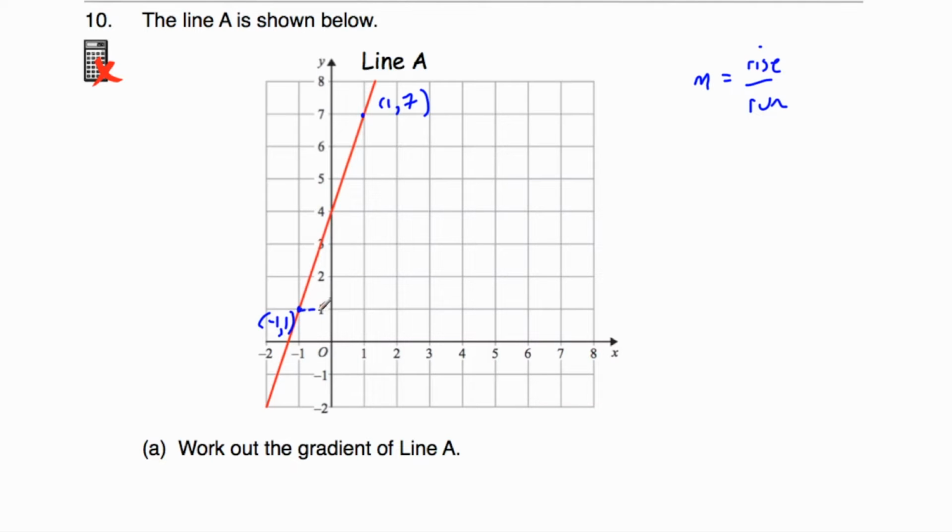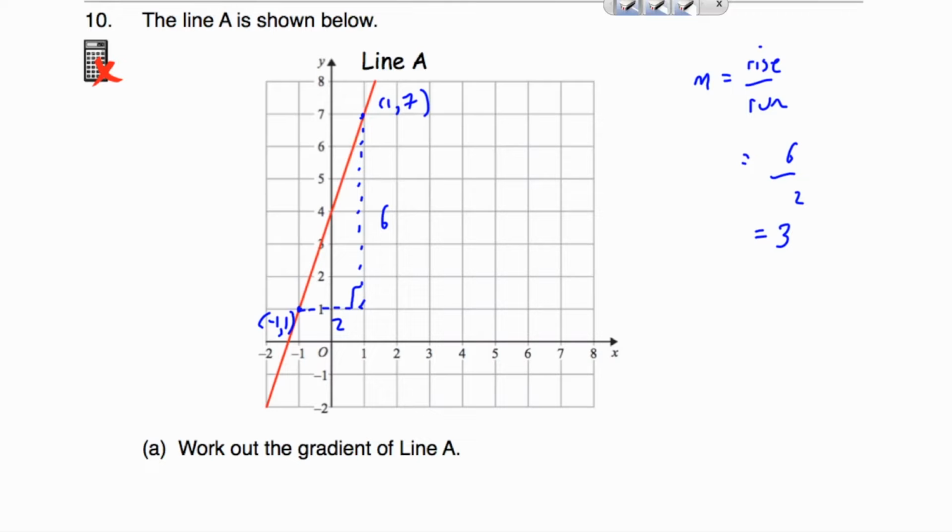And what we're going to do is make a little right angle triangle. And we're going to write down the run, in other words, how much we've gone across. So we'll go from minus 1 to 1, so that run is 2. We're going 2 across. And the rise, well, we're going up 1, 2, 3, 4, 5, 6. So the rise would be 6 because we're going from a height of 1 up to a height of 7. So here we've got a rise of 6 and a run of 2, and we're going to do 6 divided by 2, and 6 divided by 2 is 3. So the gradient of this line A is 3. So that's one way we can work out the gradient.